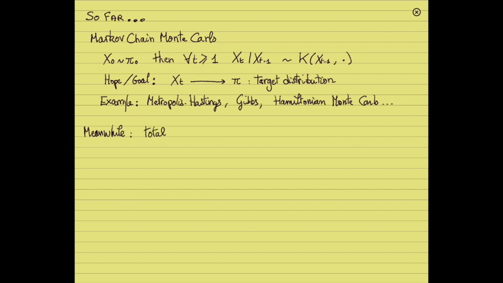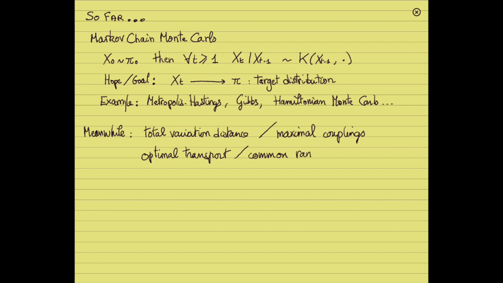And meanwhile, in chapter 2, we've looked at different notions of distances on the space of probability distributions. One of them was the total variation distance and its relationship with maximal couplings. Another one was the optimal transport distance or Wasserstein distance related to common random numbers coupling in the case of one-dimensional distribution.